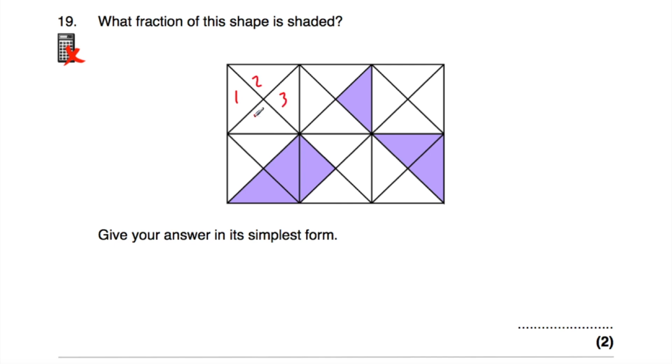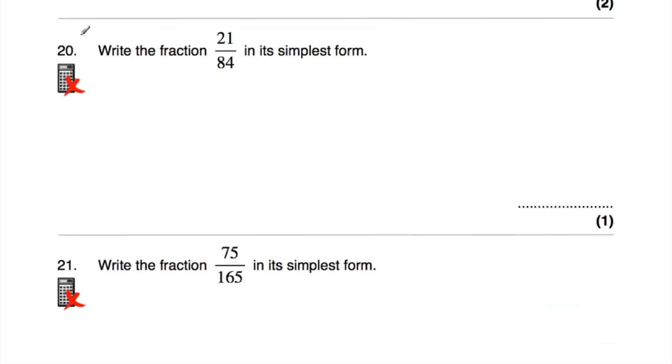1, 2, 3, 4, and another 4 would be 8, another 4 would be 12, another 4 would be 16, another 4 would be 20, and another 4 would be 24. So there's 24 little triangles, and 1, 2, 3, 4, 5, 6 of them are shaded, so 6 out of 24. And both of those numbers are divisible by 6, so 6 divided by 6 is equal to 1, and 24 divided by 6 is equal to 4, so a quarter of that shape is shaded, and that's it.